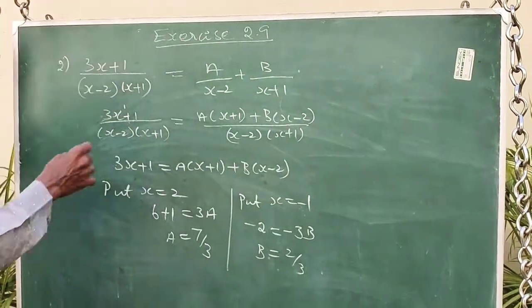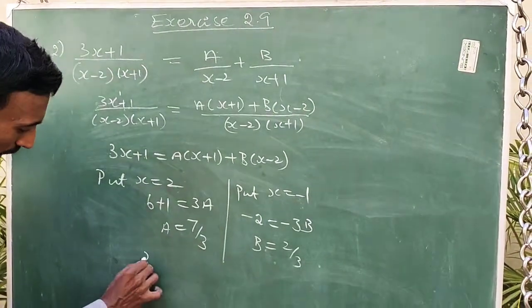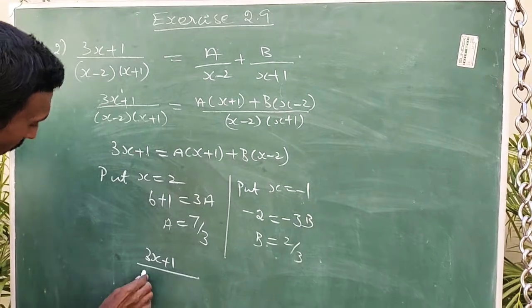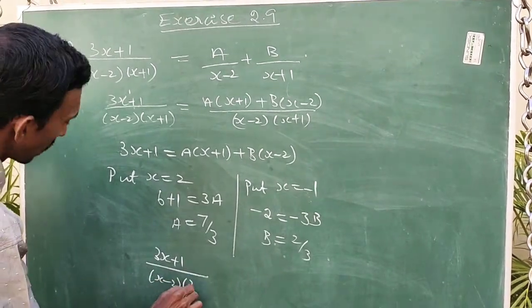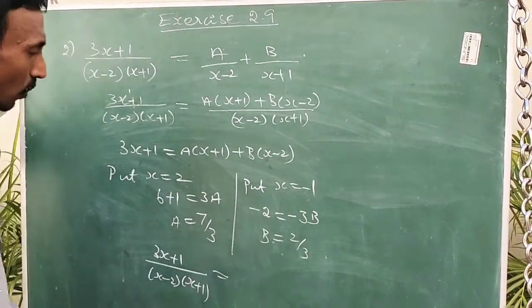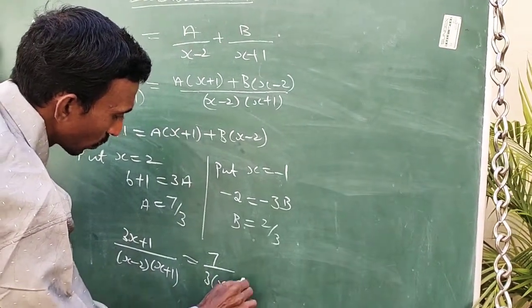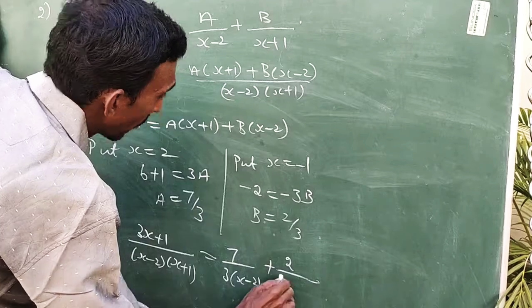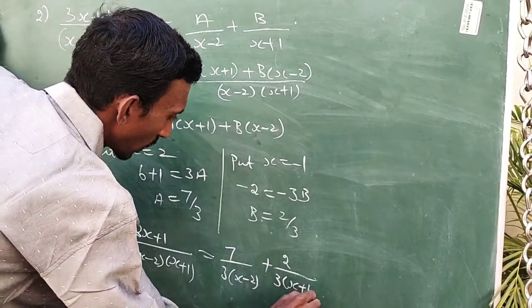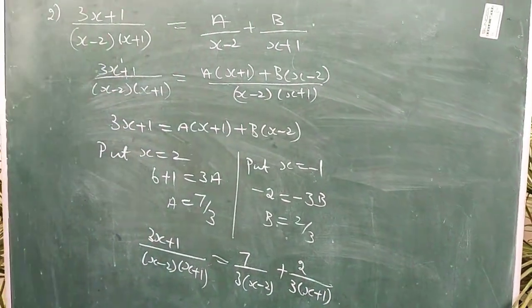Just replace that in the above. So 3x plus 1 by x minus 2 into x plus 1 equal to 7 by 3 into x minus 2, plus 2 by 3 into x plus 1, which is the required answer.